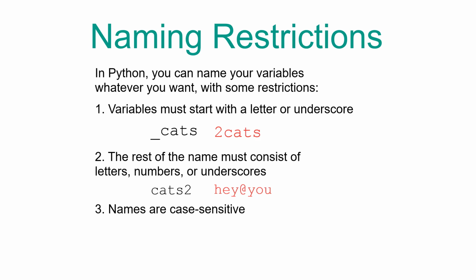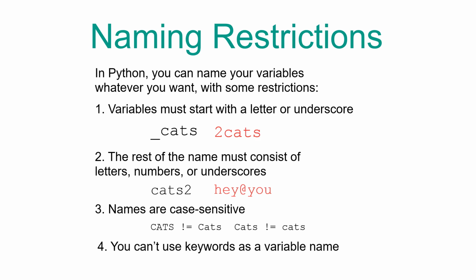Names are case sensitive. If you write with a capital letter and then use a small letter, it is not the same. Like CATS written with capital letters is not equal to Cats, because the first letter of this Cats is a capital letter. The left side CATS, all letters are capital. The right side Cats, only the first one is a capital letter. So both are not the same. And the second one, two cats are also not equal. You can't use a keyword as a variable name, like for, while, and, class, and so on.